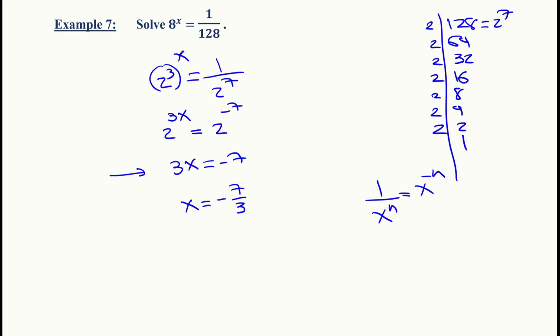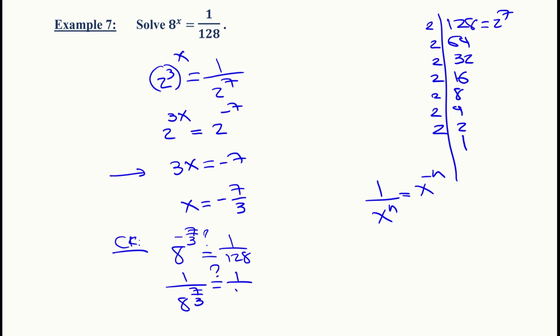Like so. All right, let's do a manual check on this one. We want to know if 8 to the power of -7/3 is equal to 1/128. So, of course, we know that 8 to the -7/3 is the same as 1 over 8 to the 7/3. We want to know if that's equal to 1/128.